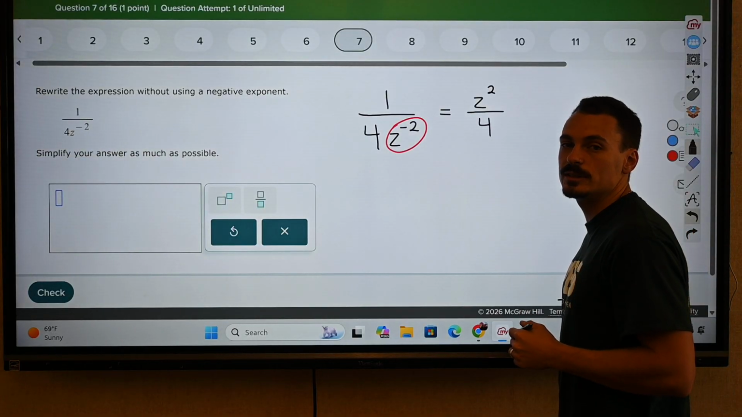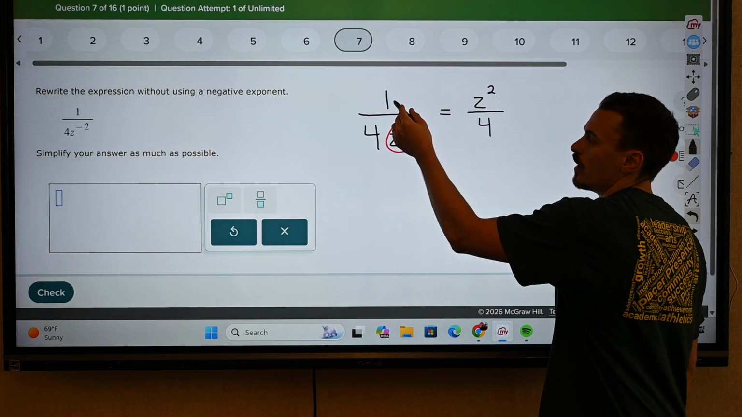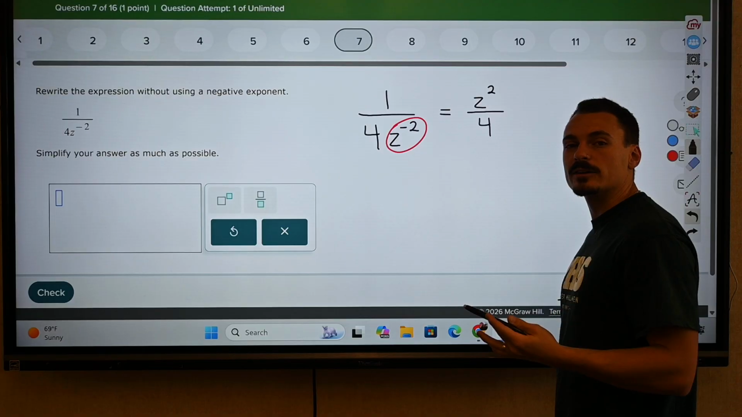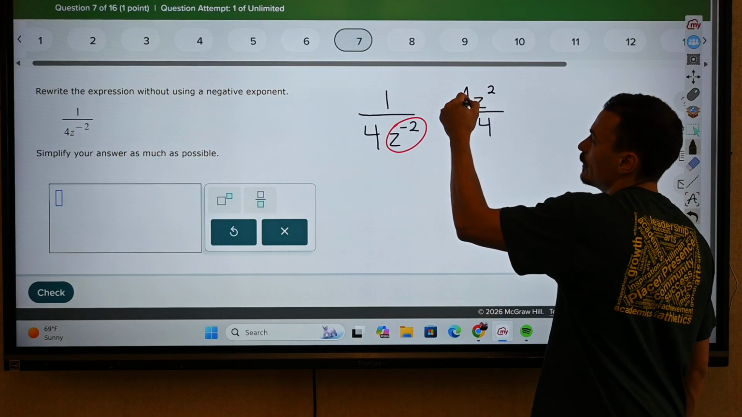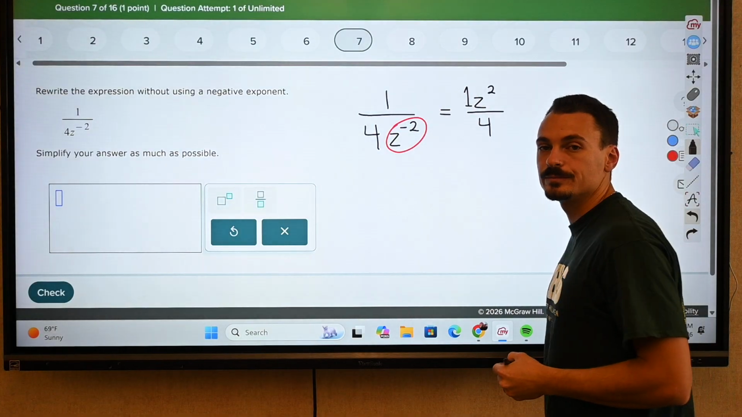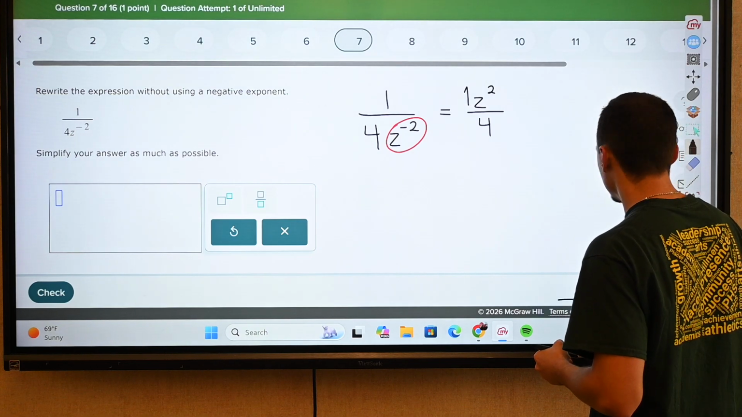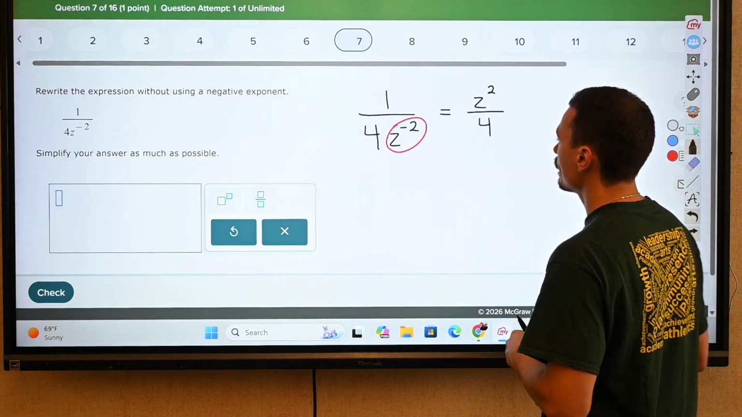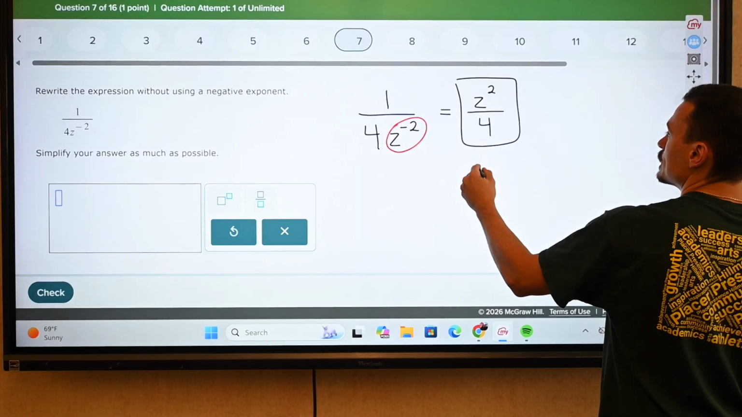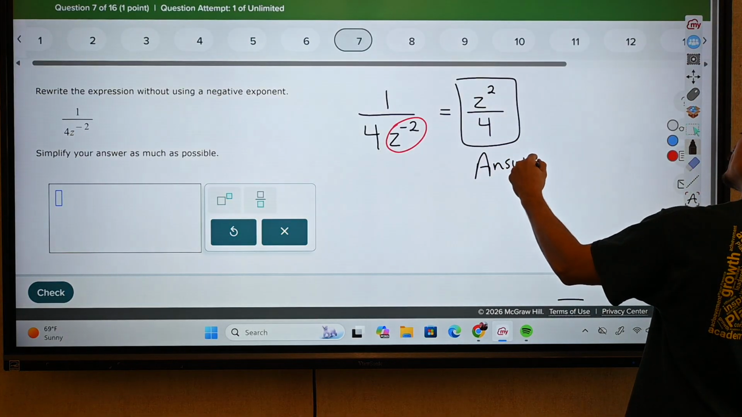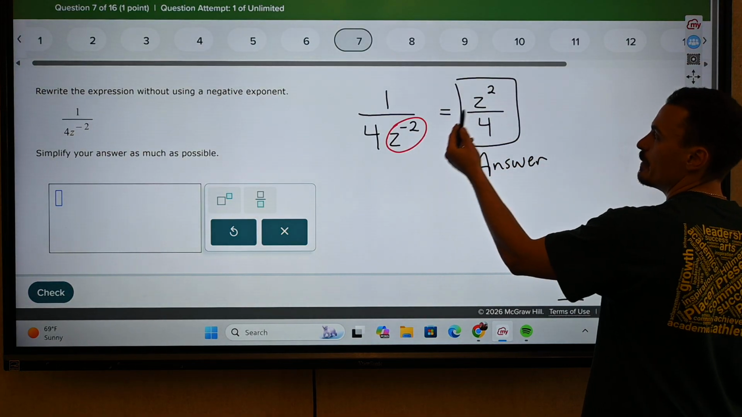And then a lot of students say, wait a minute, what happened to the 1? Well, if 1 is a factor, we never really write a 1 in front of another factor. Because anything times 1 is itself. So this would be our answer. We flip it, make it positive.